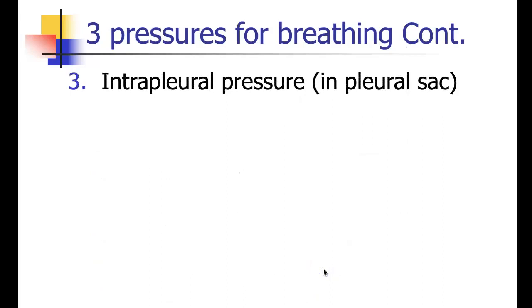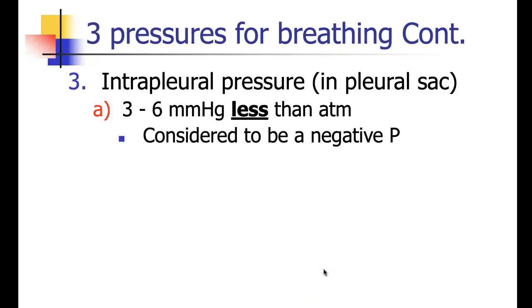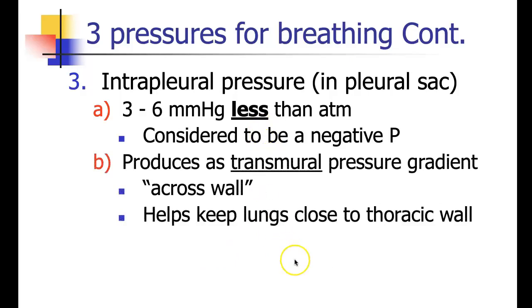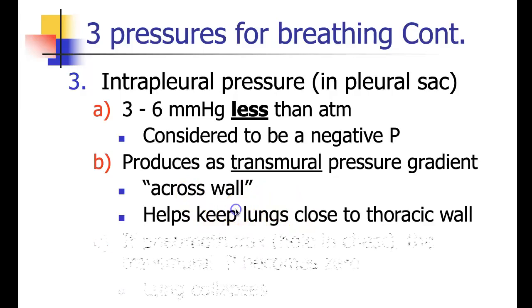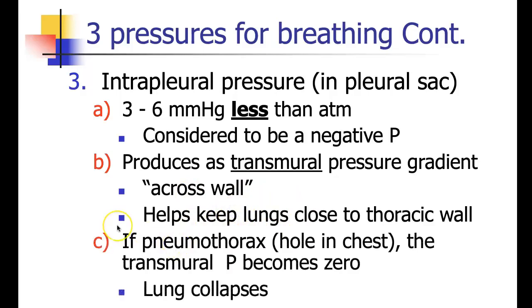The third one is the intrapleural pressure in the pleural sac. And this is typically 3 to 6 millimeters of mercury less than atmospheric pressure, and so it's considered to be a negative pressure. It produces what's called a transmural pressure gradient across the wall that helps keep our lungs close to that thoracic wall. So it keeps our lung inflated. And so if somebody has pneumothorax, a hole in the chest, the transmural pressure becomes 0 and then the lung collapses. So when you hear about collapsed lung, particularly that can happen from pneumothorax, we get that due to this change in pressure and loss of pressure in that pleural cavity.